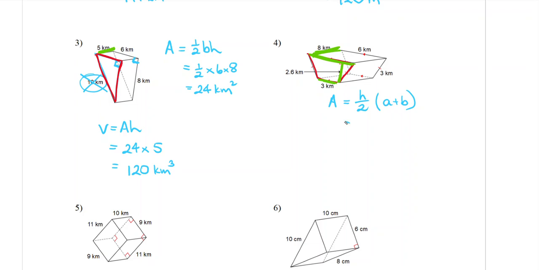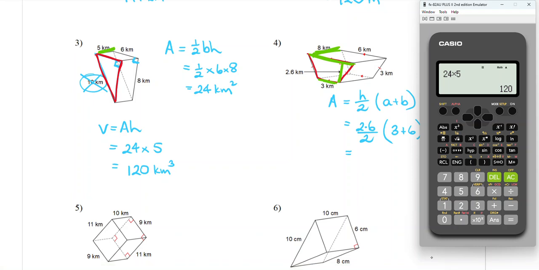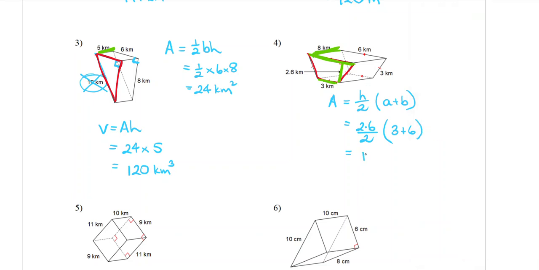2.6. So we're going to have 2.6 over 2 bracket. The A and the B were the 3 and the 6. Close the bracket, and we have to work out what that is. So 2.6 over 2 bracket 3 plus 6, close bracket. You guys get 11.7? That's kilometres squared because that's the area.